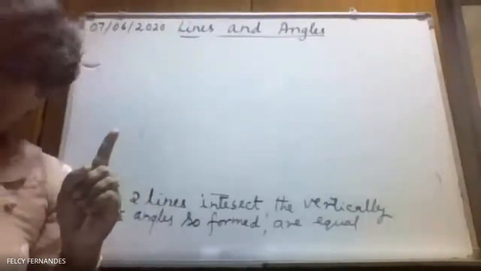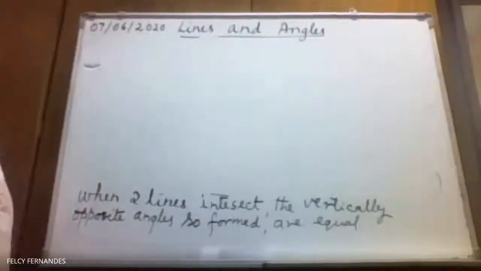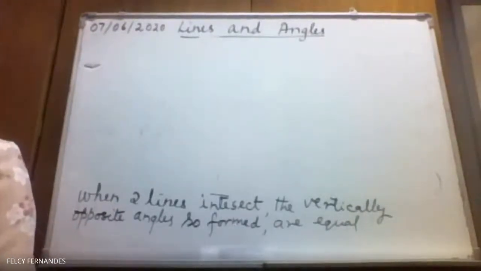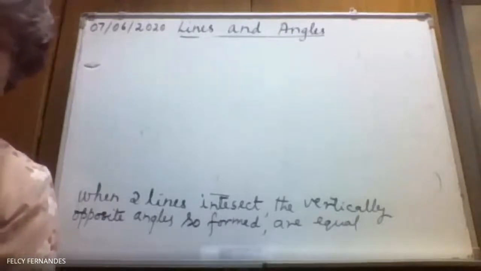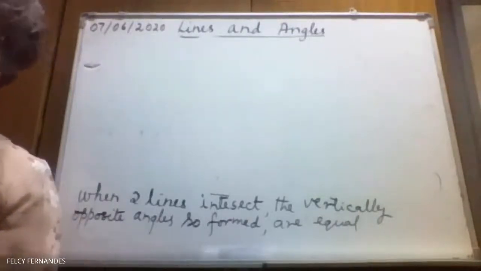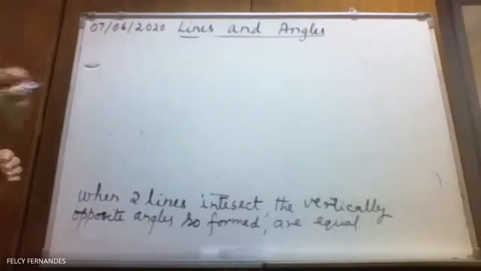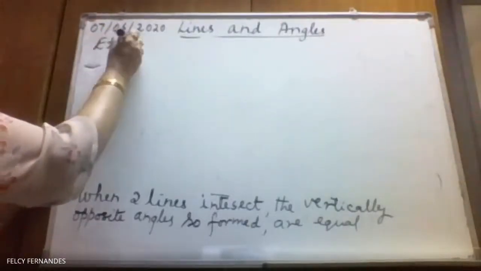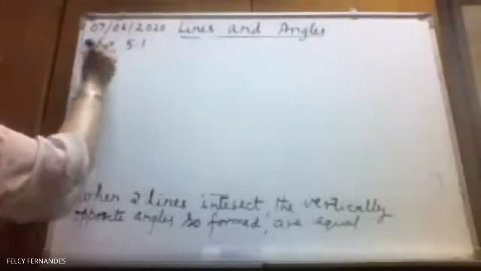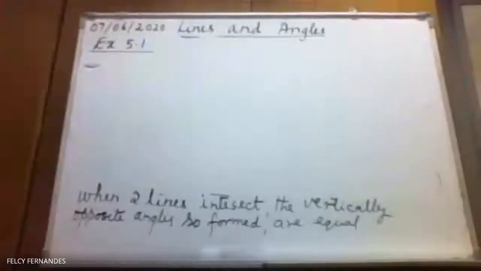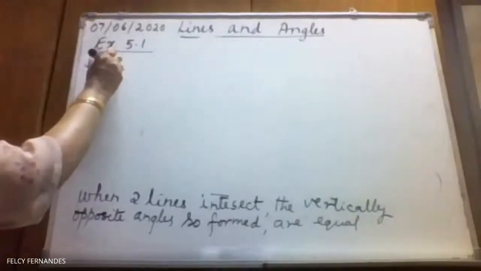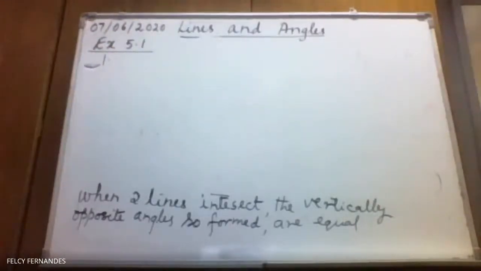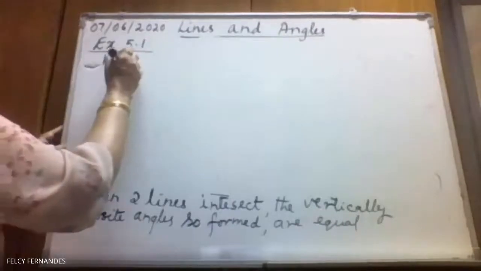Now we go to exercise 5.1, and based on these 5 pairs, we are using only these 5 pairs of angles and solving the questions. So write down exercise 5.1. Your first question is find the complement of.